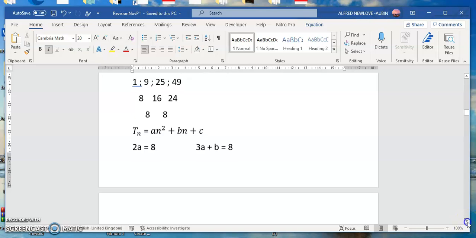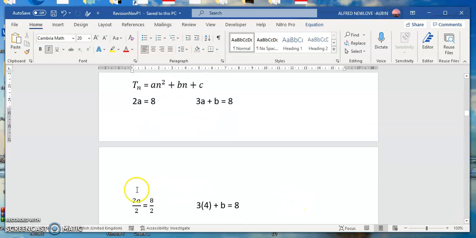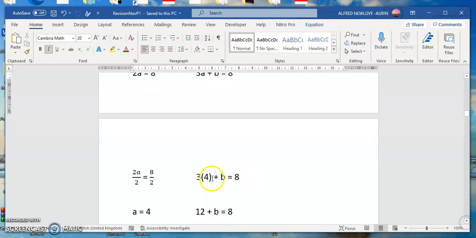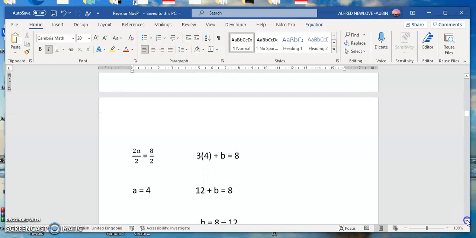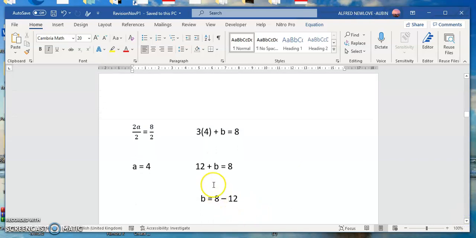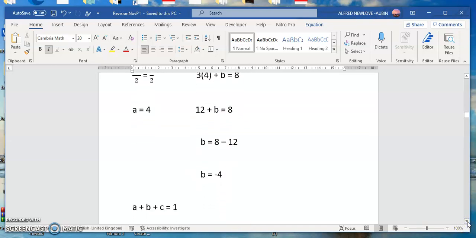Okay. So if we simplify, we divide here by 2. Alright, if we divide here by 2, we are going to get 4. Then we are going to substitute a into the next equation, which is this one. So we are going to get 3a. Remember, our a is 4, plus b is equal to 8. So 3 times 4 is going to give us 12. Then you make b the subject of the formula. You transpose. Then you have your minus 4.